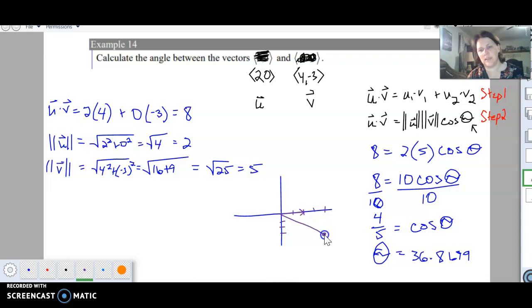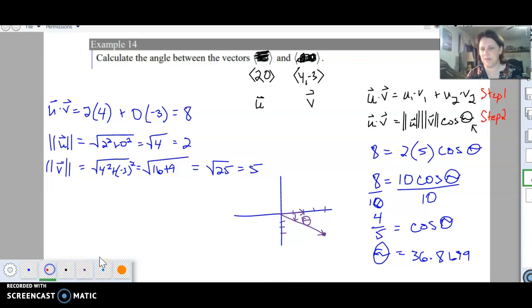So when we are looking at this, it doesn't matter the position of these two vectors. We want to know the angle between, and so that's going to be the smaller angle between these two vectors is going to be our theta. So that's going to always be our first solution.